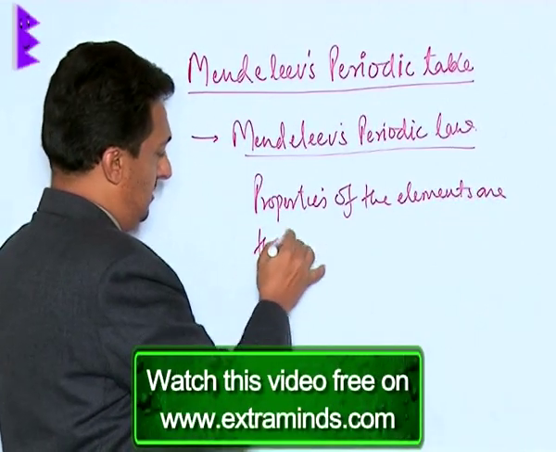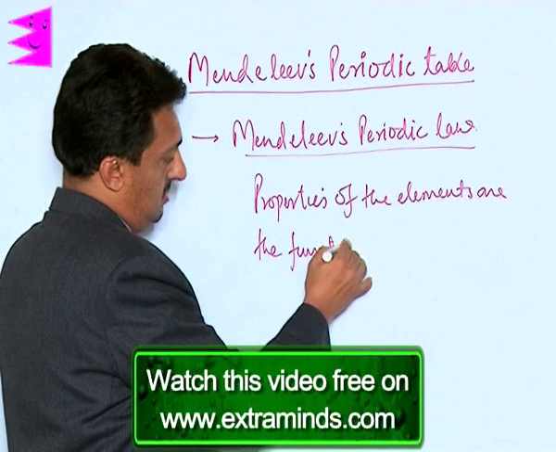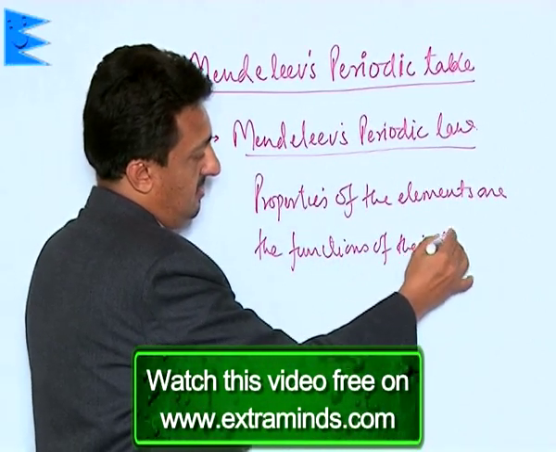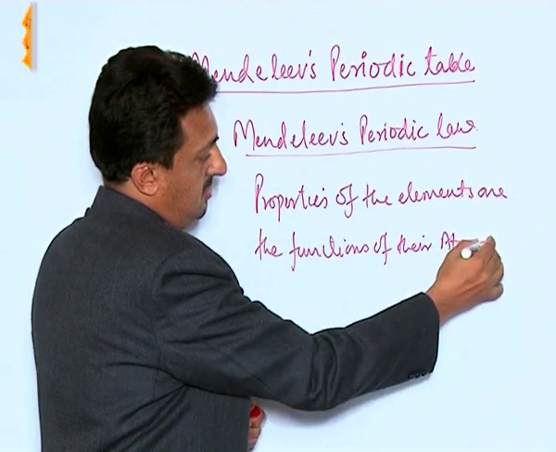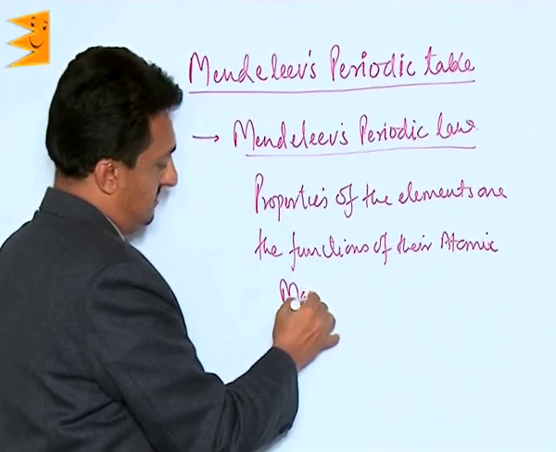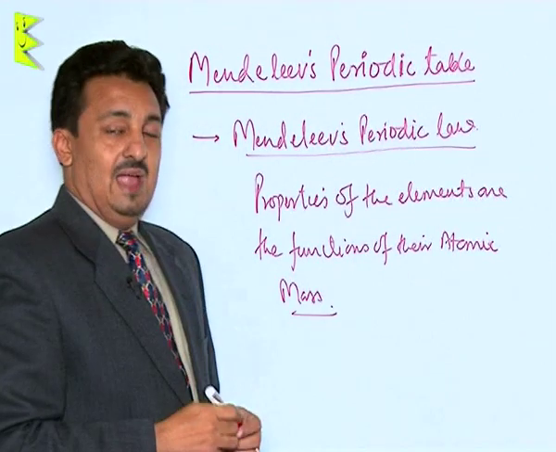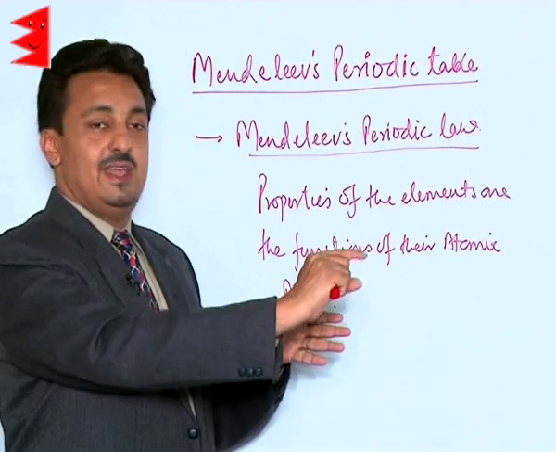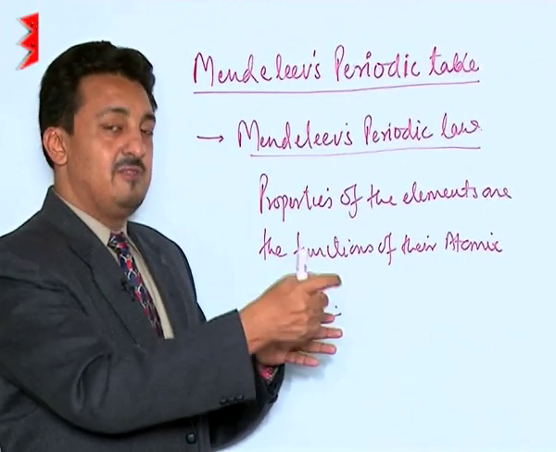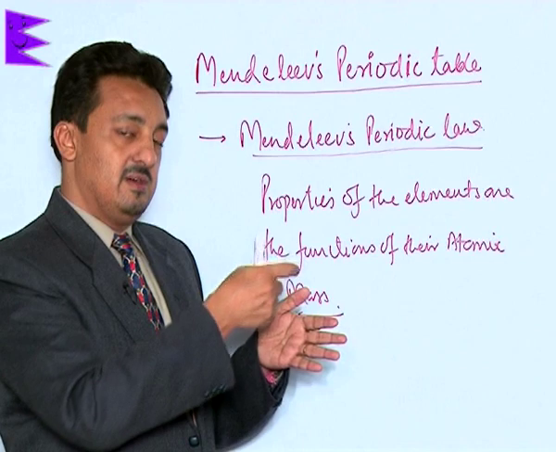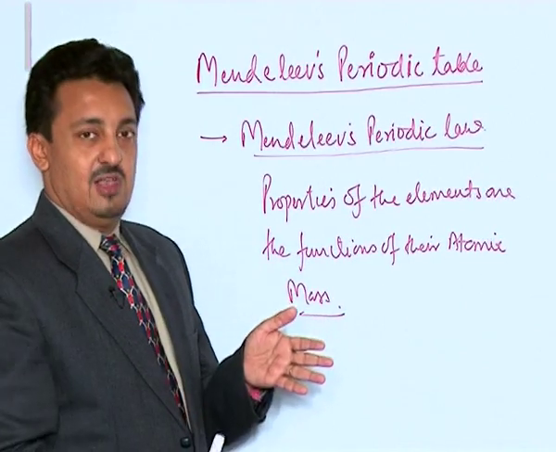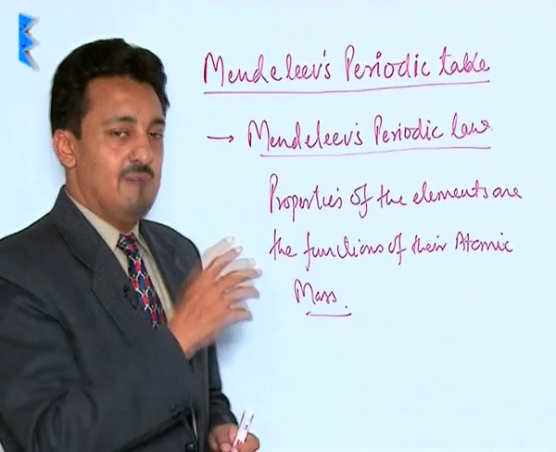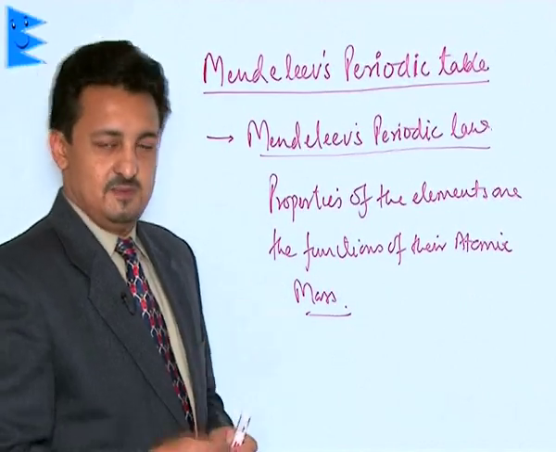And this is what is called Mendeleev's periodic law, that the properties of the elements are the functions of their atomic mass. On the basis of the atomic mass, he arranged the elements horizontally, and he placed the elements with similar properties one below the other in vertical columns, and this is how he arranged the elements in the form of a table which is called Mendeleev's periodic table.